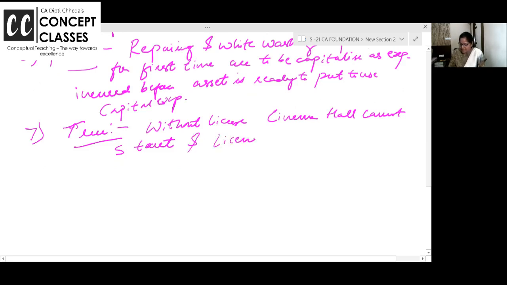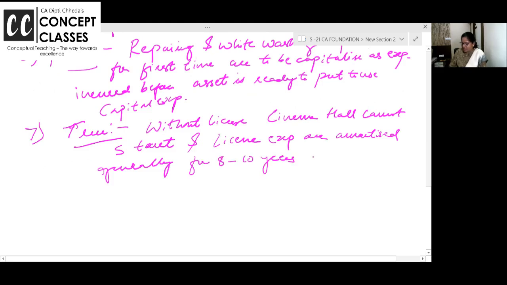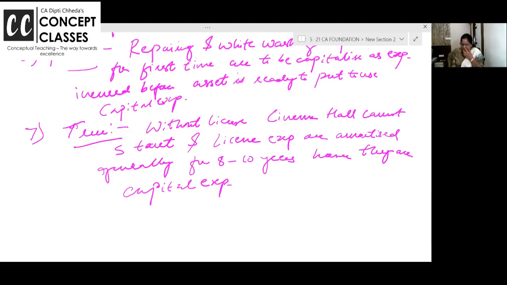And license expenditure are amortized. Generally, license expenditure are amortized generally for 8 to 10 years. Hence, they are capital expenditure. Without license, cinema hall cannot start and license expenditure are amortized generally for 8 to 10 years. Hence, they are capital expenditure.